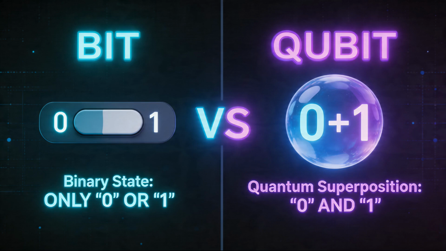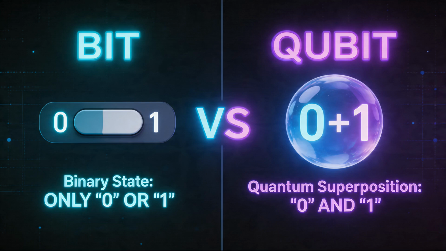Let us start with the basics. A classical computer, the laptop you use, the servers in the cloud, processes information as bits. Every bit is either a 0 or a 1. All computing everywhere is built on that foundation. 8 bits make a byte. Billions of transistors flip between 0 and 1 billions of times per second.